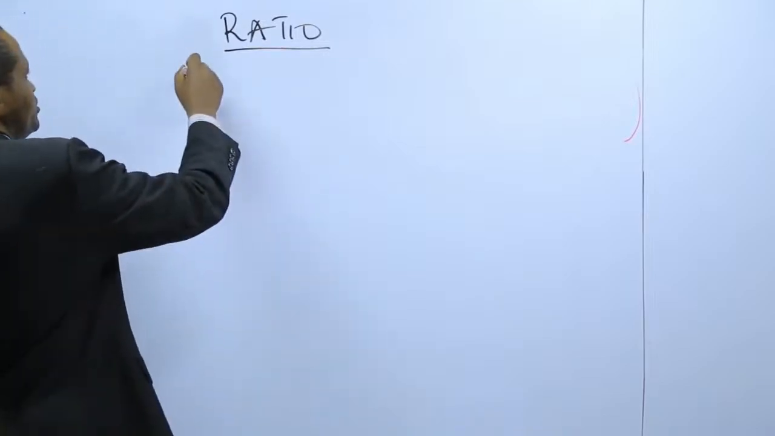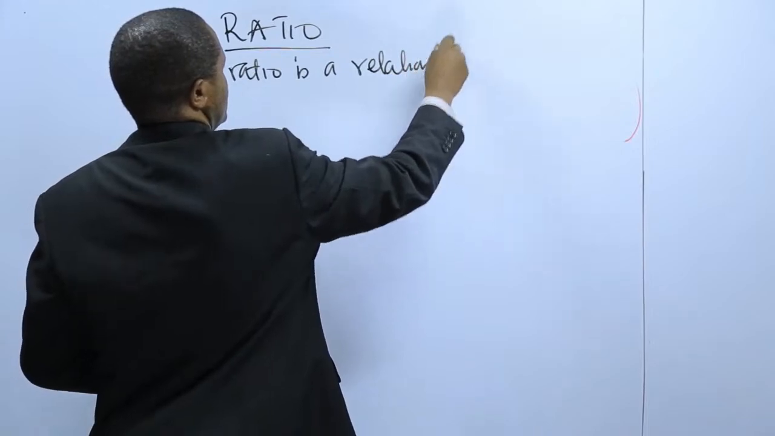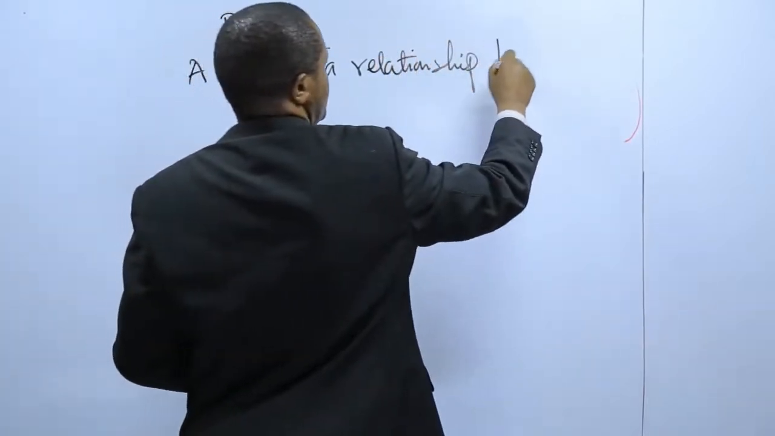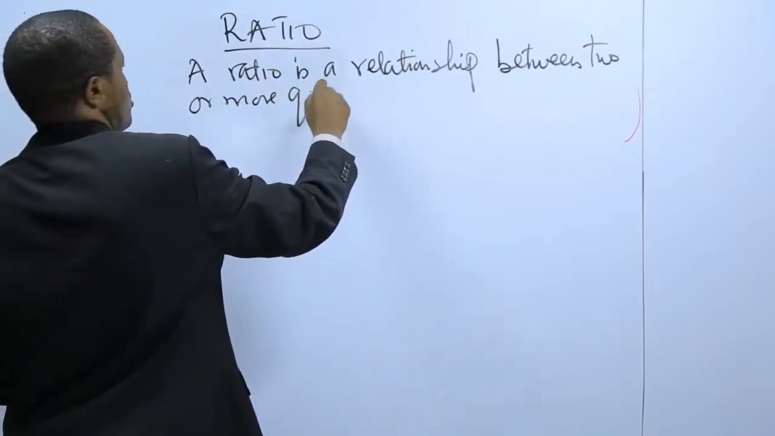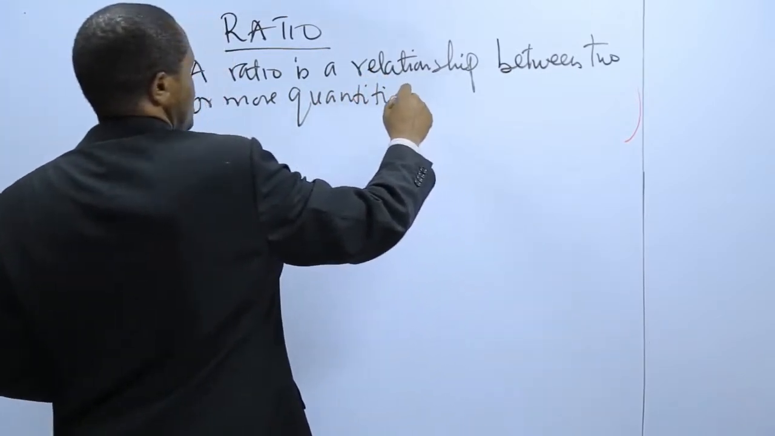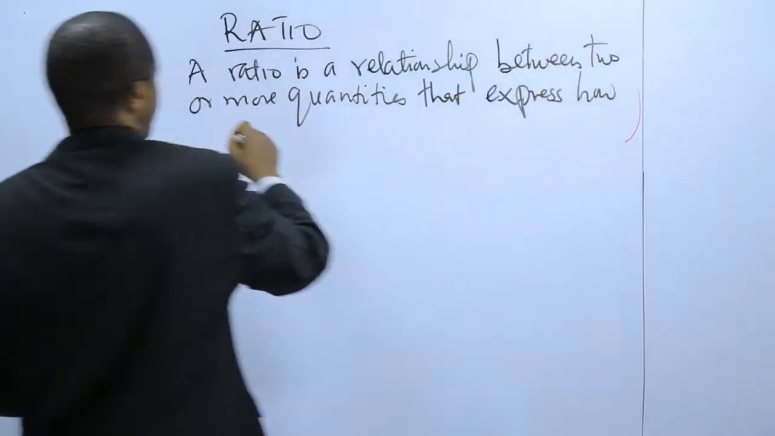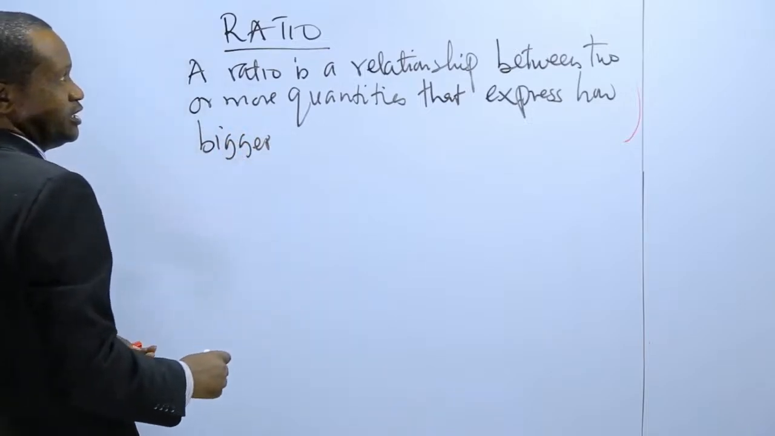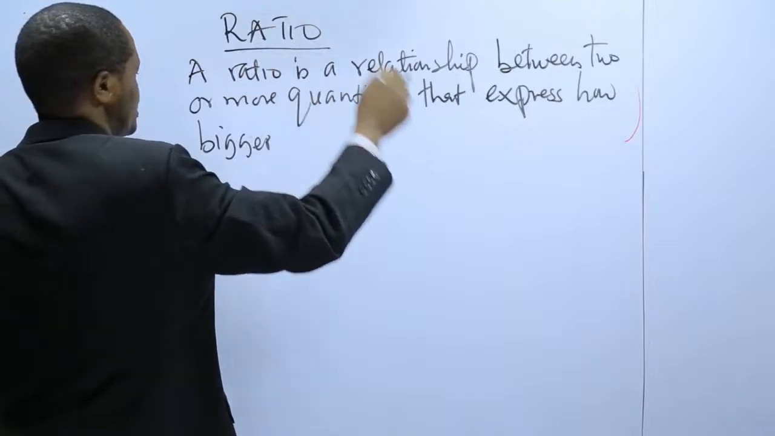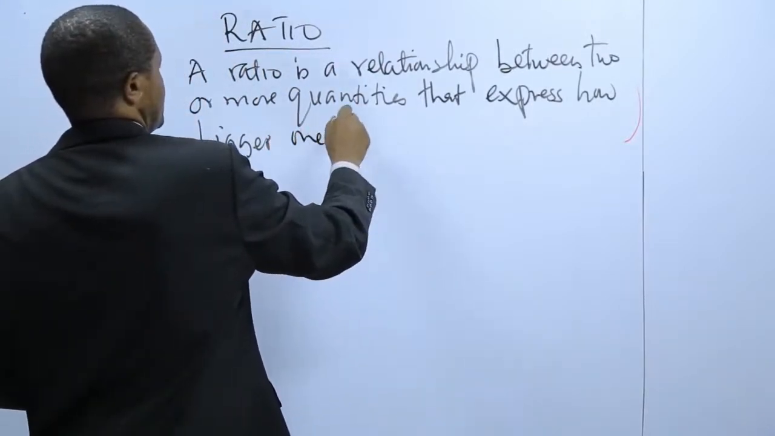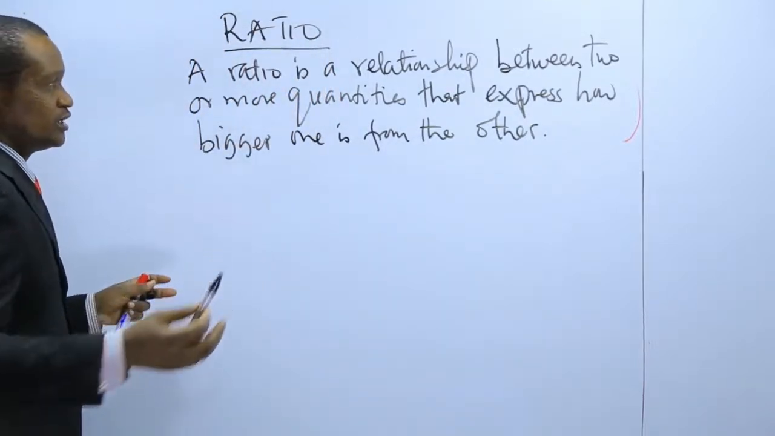Now, a ratio is simply a relationship between two or more quantities that expresses how bigger or smaller one is from the other. A relationship between quantities.